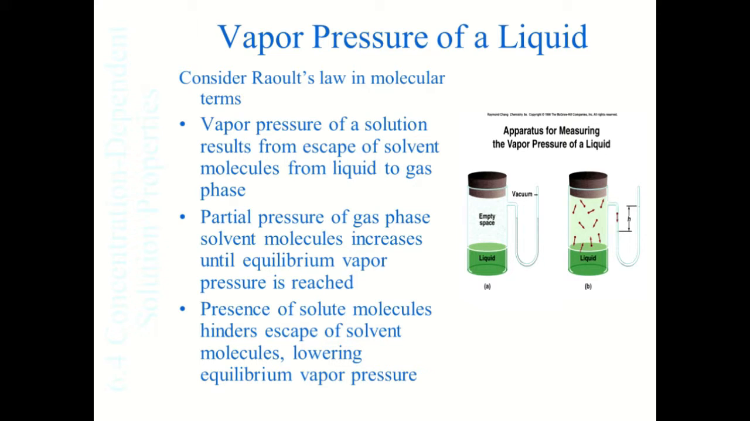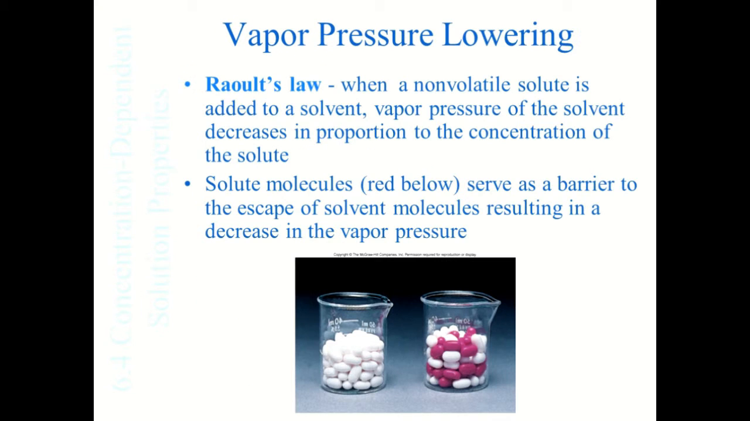So water has a specific vapor pressure. Ethanol has another vapor pressure. Okay? And those vapor pressures are determined by their polarities and things. But then also, if you dissolve something into that solution, it's going to change the vapor pressure. It will lower the vapor pressure if you dissolve something into the solution. And it has to do with Raoult's law.